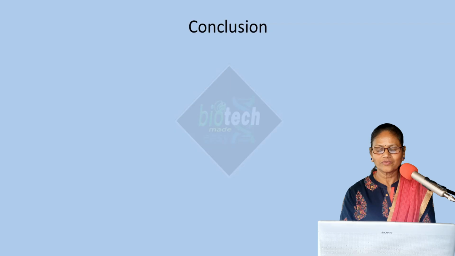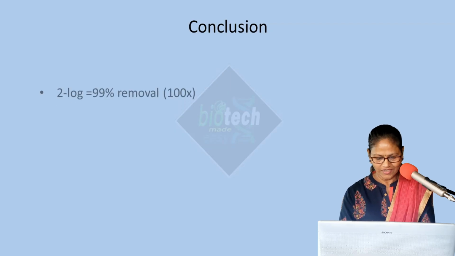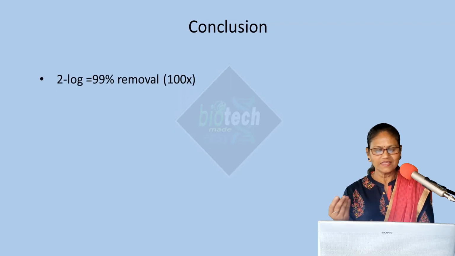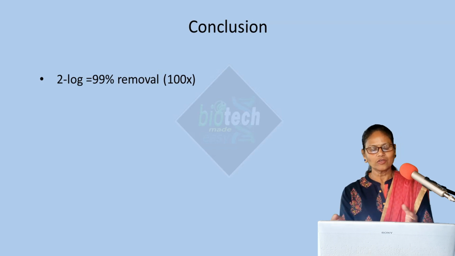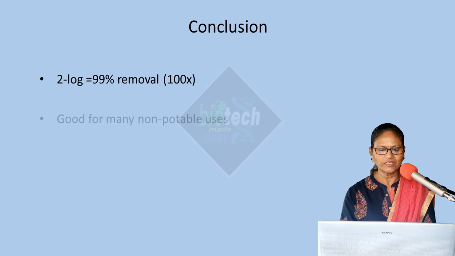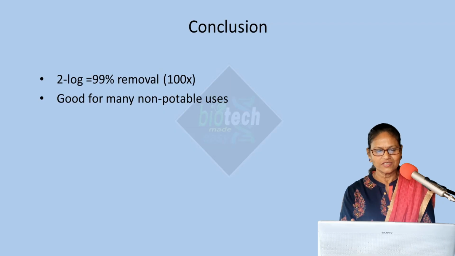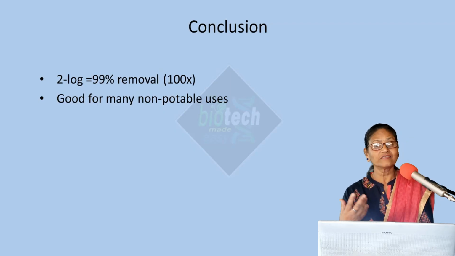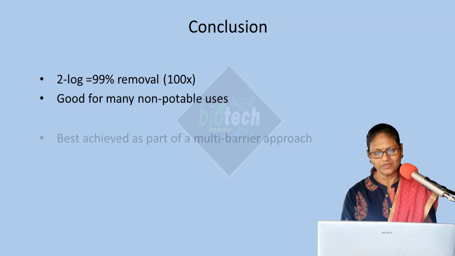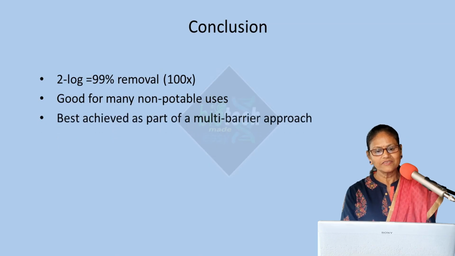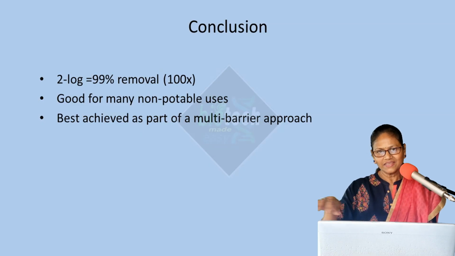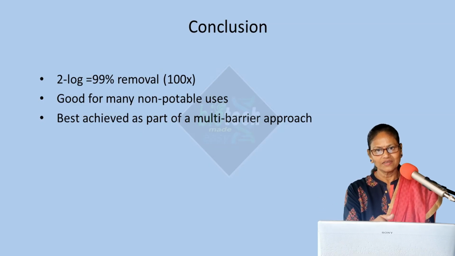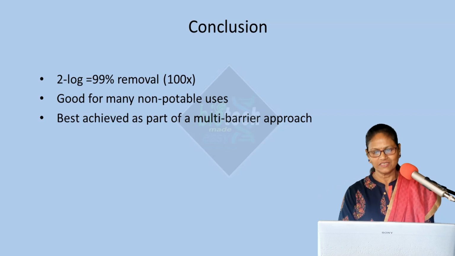Now, how should we conclude it, or what are the key takeaways? 2-log is 99% removal, which can also be called 100x or 100-fold reduction. And of course, it is good for many non-potable uses, but when it comes to drinking purposes or when the water is coming in contact with human beings, then it may not be used. And this is best achieved as part of a multi-barrier approach. Many methods are applied, and there you can use 2-log, 3-log, 4-log, whatever, to achieve the higher log.